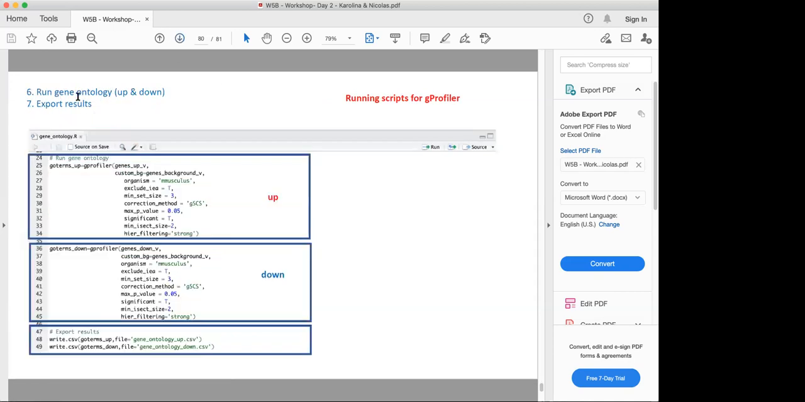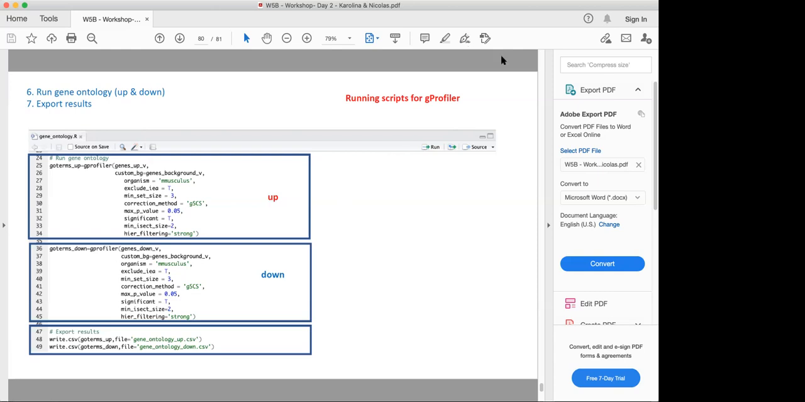Then you will have to run gene ontology for the upregulated genes, GoTerms upregulated with gprofiler, and for the downregulated list of genes, GoTerms downregulated. And then you will export the results. You will receive two CSV files, one with the GO terms for the upregulated genes and one for the downregulated. You will not get any visualization, so it would be those tables.